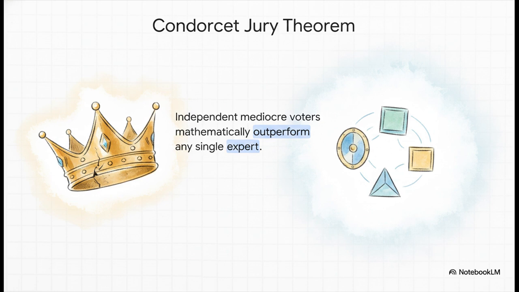As long as these detectors make errors independently, meaning they don't all fall for the exact same trick, grouping mediocre, independent decision makers mathematically outperforms any single individual. The more diverse guards you add, the stronger the whole fortress becomes.